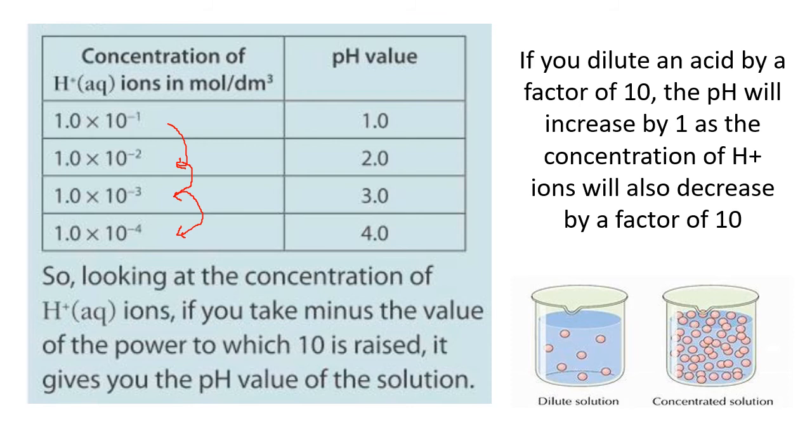So if my solution here has a pH of 1, this solution here has got 10 times less hydrogen ions. But if my solution has a pH of 3, it's going to have 10 times 10 fewer hydrogen ions, so that would be 100 times less. And then if I've got a pH of 4, then I've got 10 times 10 times 10 fewer hydrogen ions, so that's 1,000 times less the concentration of hydrogen ions.